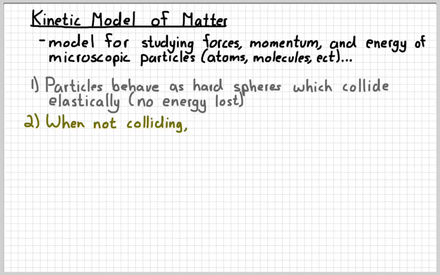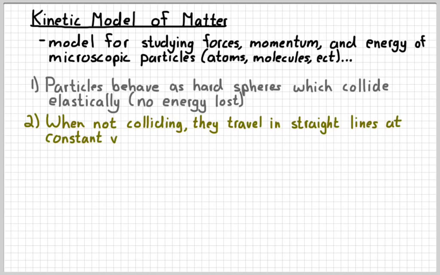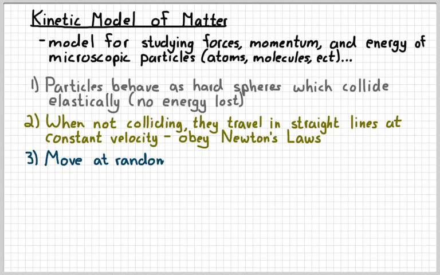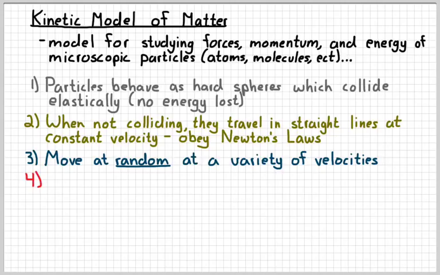Secondly, when the particles are not colliding with each other, they travel in straight lines at constant velocity. Basically, that means that Newton's laws are obeyed. The only thing that can change the motion of those things are forces, and those forces come during a collision with something. Third assumption, motion is random, like we just said, and there's a variety of different velocities, meaning they're all going different directions with different speeds.